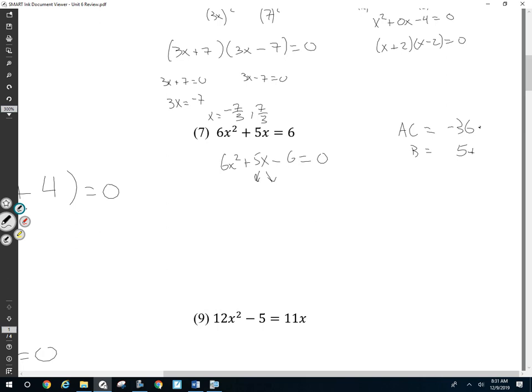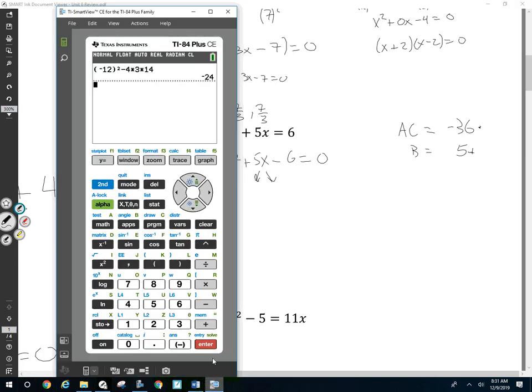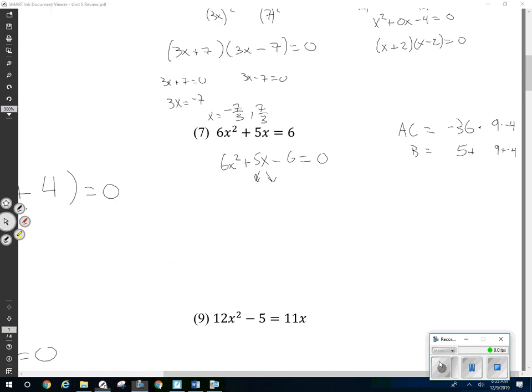Now I'm thinking it's not 6 and 6. 36, 9. It's got to be 9 and 4. So it's got to be a +9 and a -4. Okay, so 9 and -4. I'd advise you to put the negative number first.